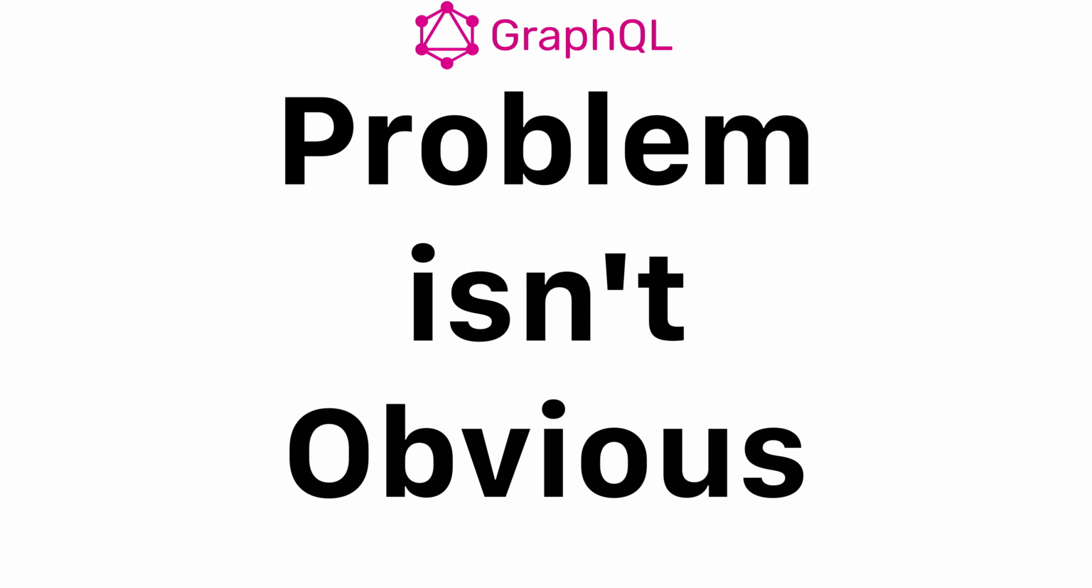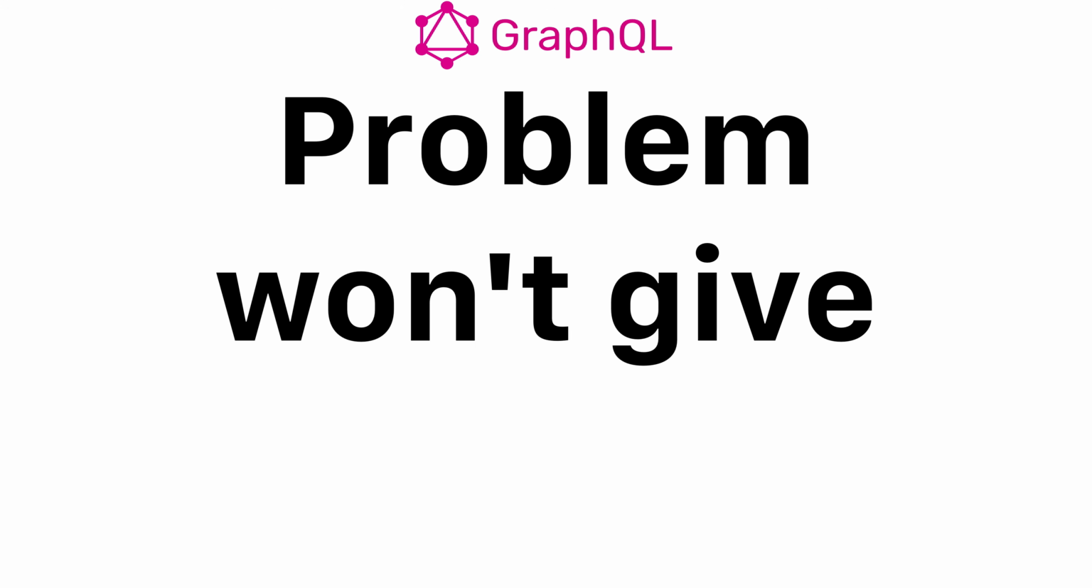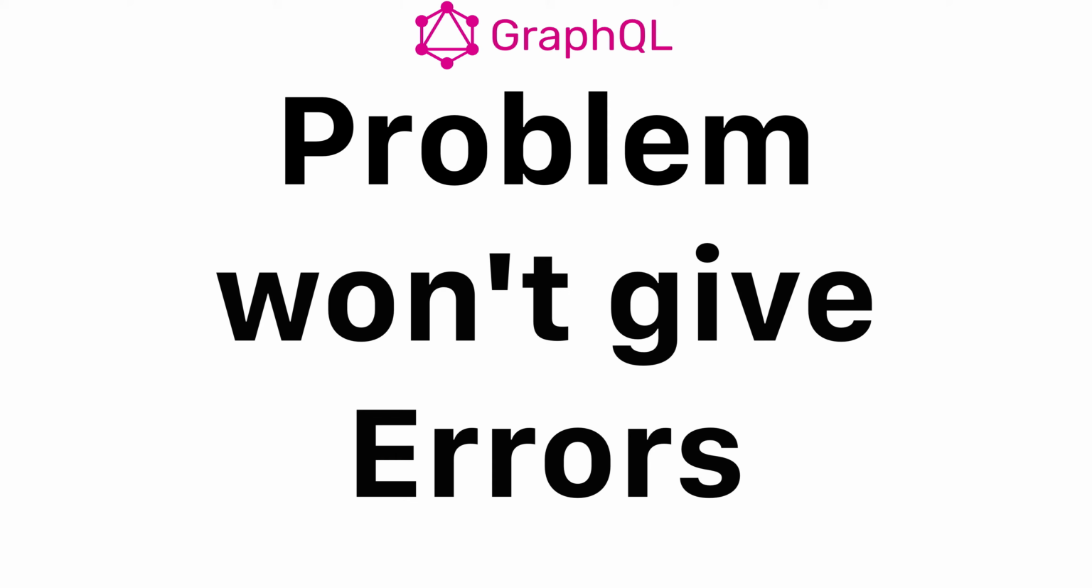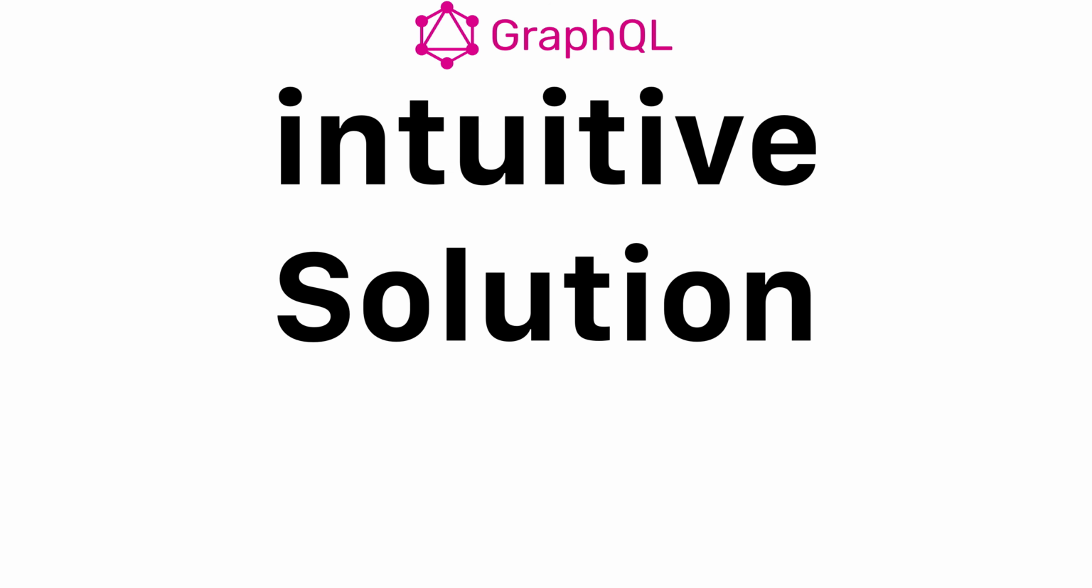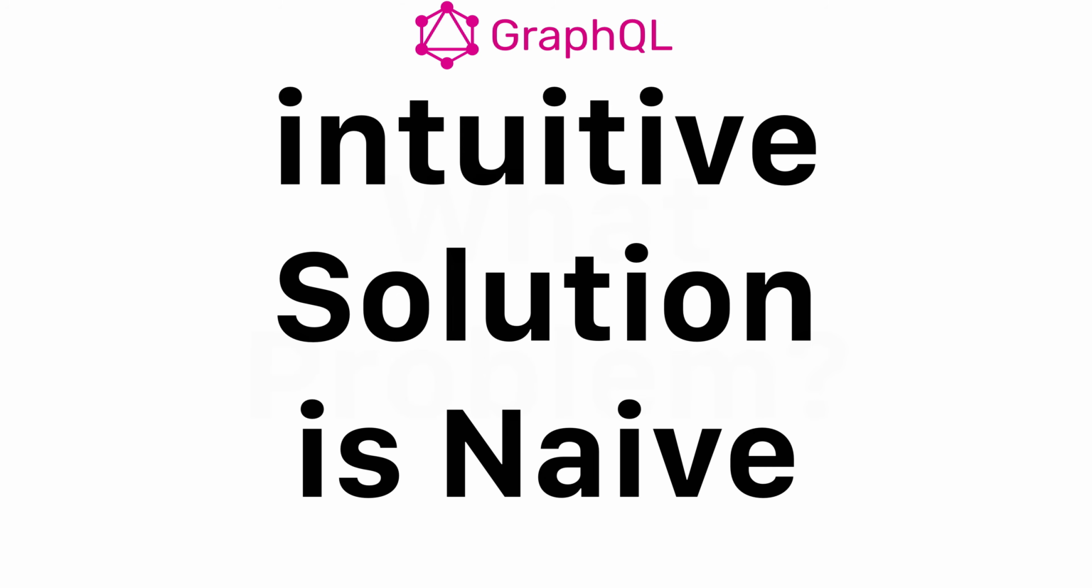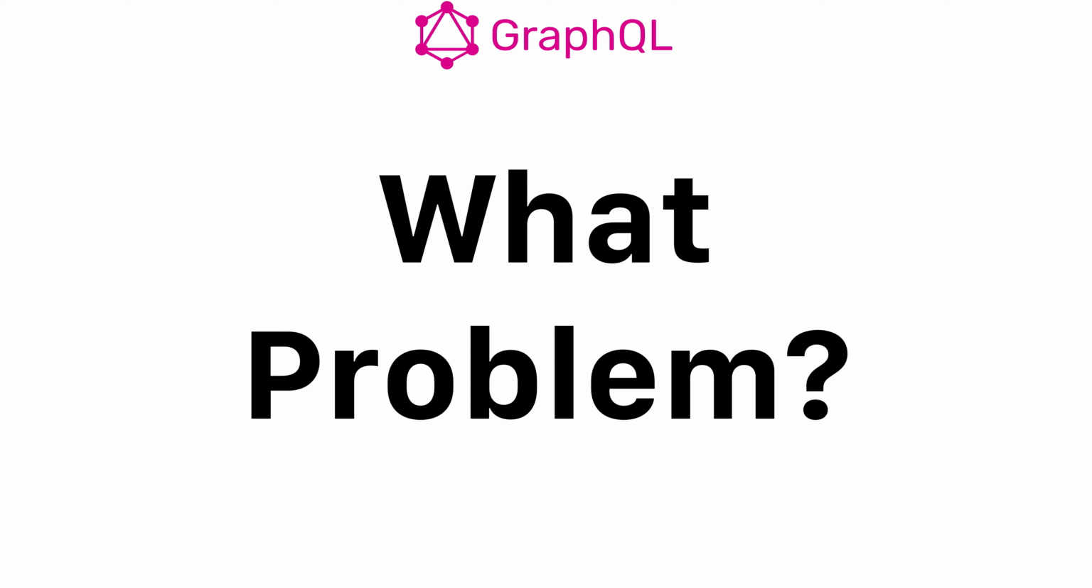This problem that I'm about to talk about won't give you any errors, at least not during development. And honestly, you'll probably end up with this problem because it's the result of an intuitive solution. But unfortunately, the intuitive solution is also a naive solution. So what is this problem I'm referring to? Well, instead of just telling you, how about I show you?